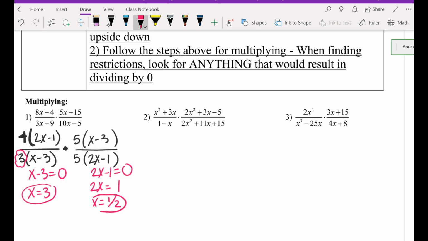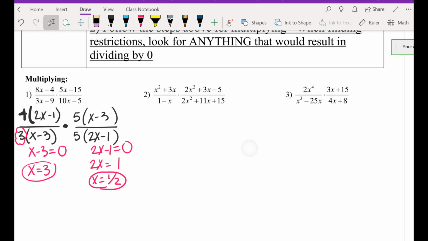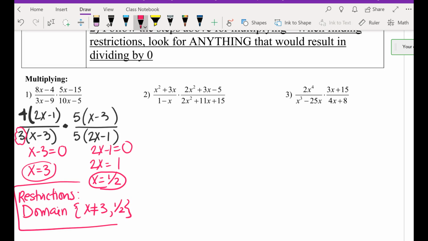Okay. So now you have 2 places that you have to restrict. So restrictions. That means the domain. X can never ever be what? 3 or 1 over 2. Beautiful. We'll box that up because that's what we want to pay attention to.